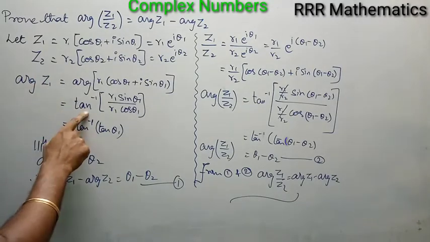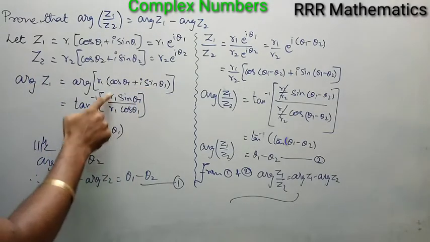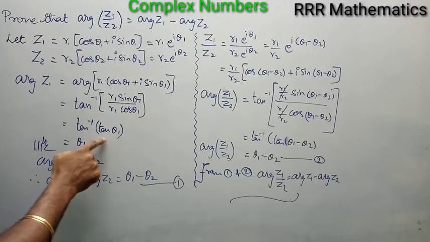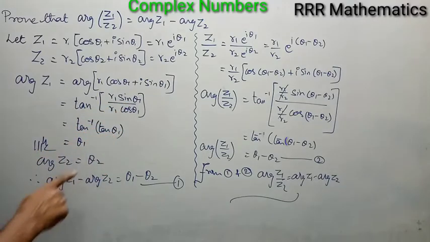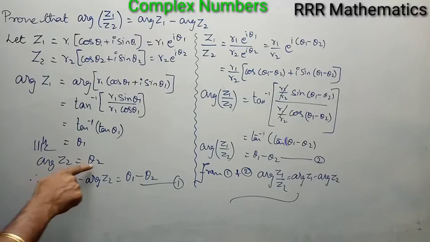Let us define Z1, Z2 in polar form. Taking the argument, tan inverse of imaginary part by real part. r1 cancels, tan theta 1. Tan inverse tan cancels, theta 1. Similarly, finding the argument of Z2 will be theta 2. When you subtract this one, you will get.